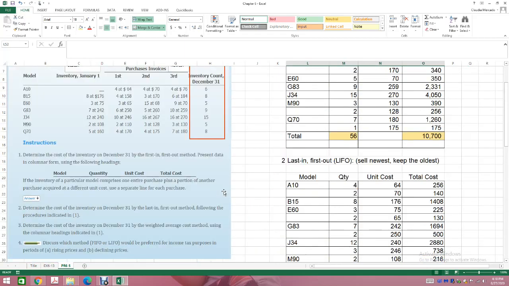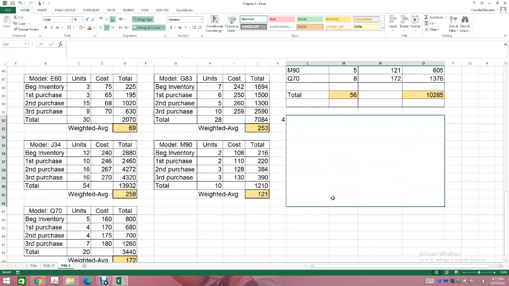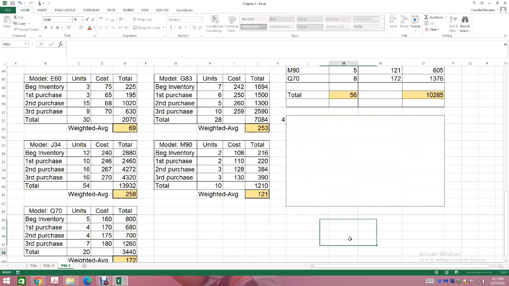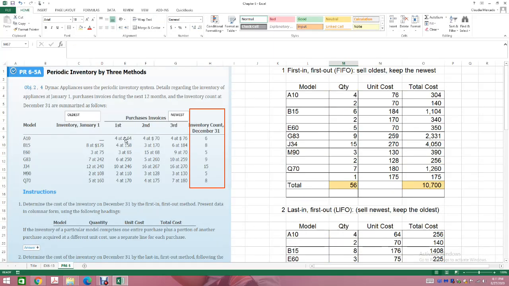Now, that takes care of requirements 1, 2, and 3. Requirement 4 says, discuss which method, FIFO or LIFO, will be preferred for income tax purposes in the periods of rising prices and declining prices. So, let me put that here. Let me format this so it can be on the left hand side. So during periods of rising prices, which is what we saw in this particular example, we saw the prices go up from 64 to 70 to 76, 158 to 170 to 184. The prices are going up here.